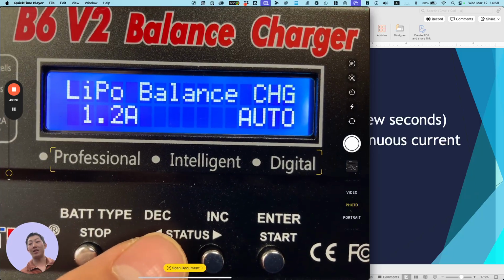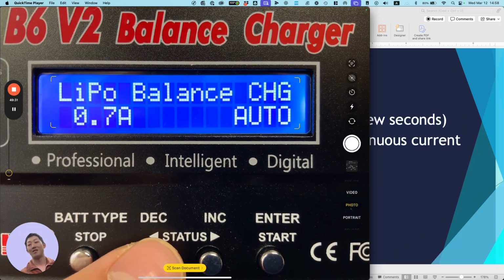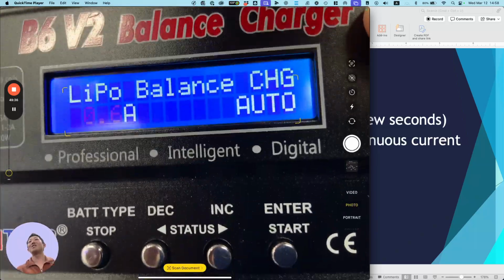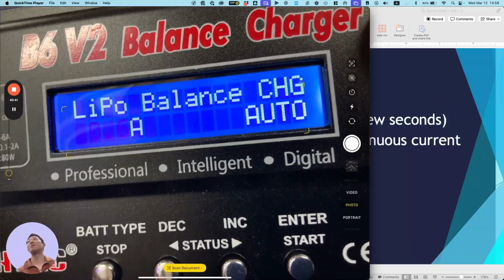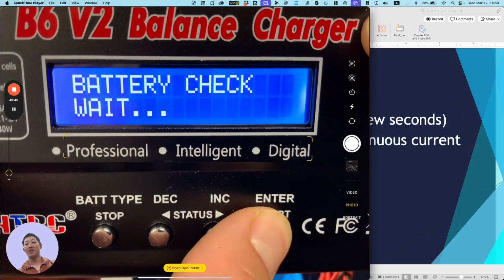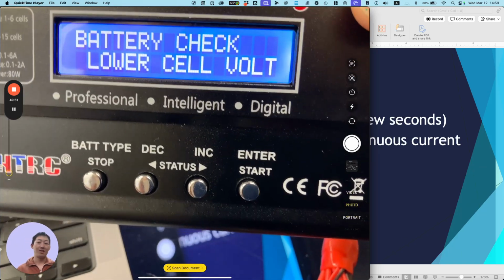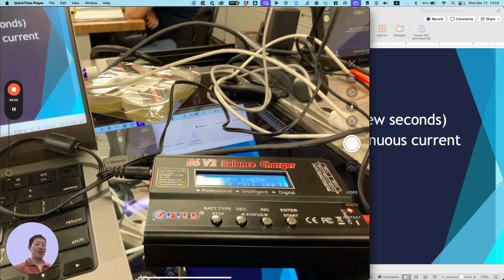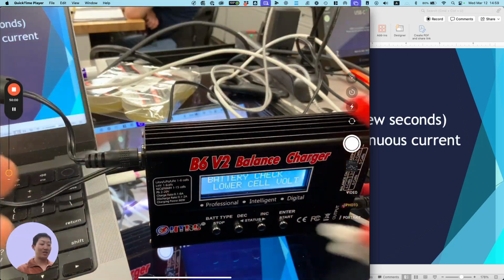So let's go down. Now you notice I don't get a second decimal point. So what am I going to do? 0.6. Yeah, it's okay. If you go 0.6, it's not a big deal, because you can see, they said you can go up to 2C, which is 1.2, and you're fine. So I'm going to just do that. Once I'm ready, I'm going to press and hold, and it's going to battery check. It's not going to let me though. Lower cell voltage, which seems a little generic, but what it's really telling me is that I didn't plug in the balance lead, so it's not going to work.